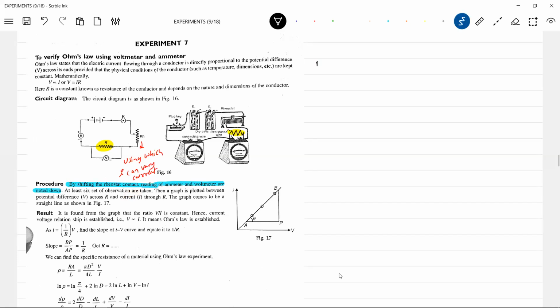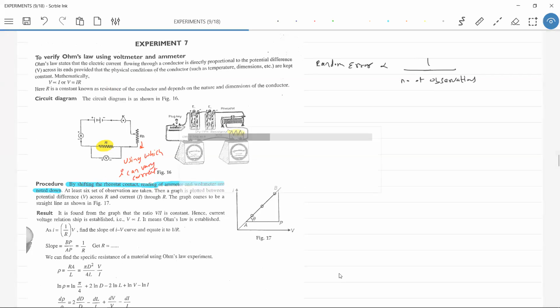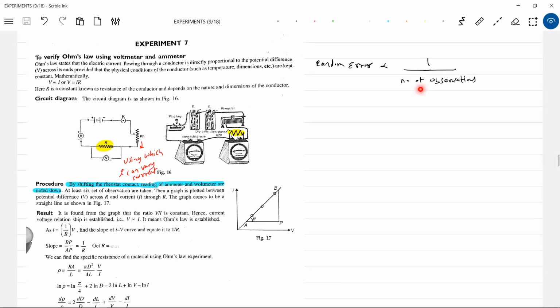So what is the basic idea? Random error is inversely proportional to the number of observations. This is applicable for any experiment you do. What about systematic error? Systematic error and the number of observations are not related. At least 6 is told. With fewer than 6, the random error will not get minimized. If you take 10, 15, 20, well and good, the random error will still get minimized.